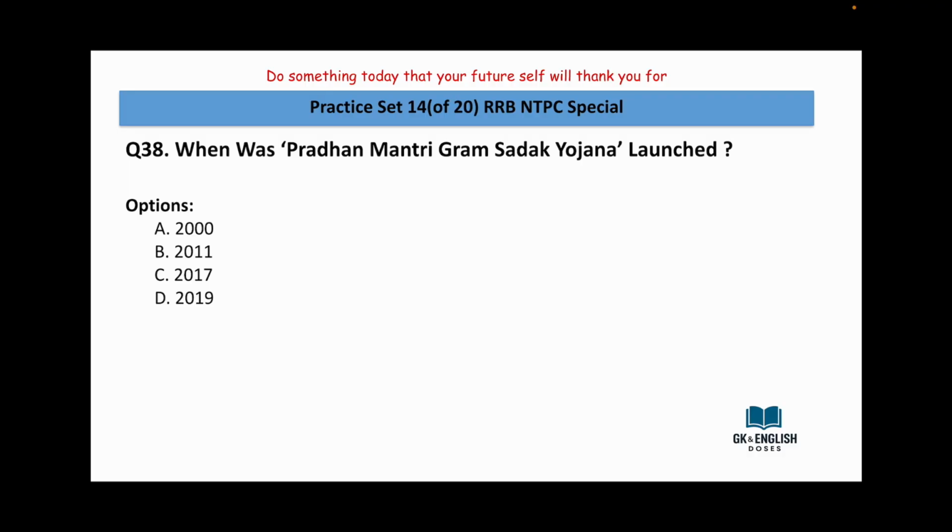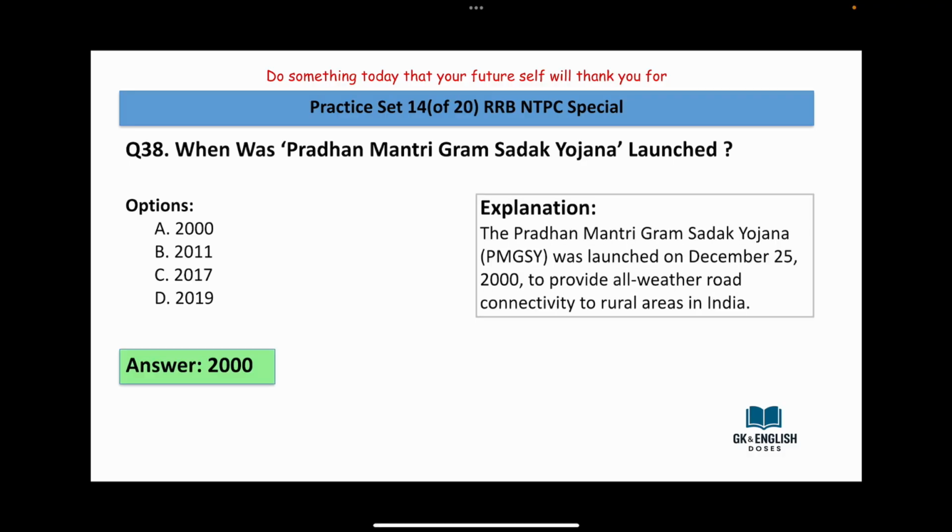When was Pradhan Mantri Gram Sadak Yojana launched? 2000, 2011, 2017, 2019. The answer is 2000. So Pradhan Mantri Gram Sadak Yojana was launched on December 25, 2000 to provide all-weather road connectivity to rural areas in India.